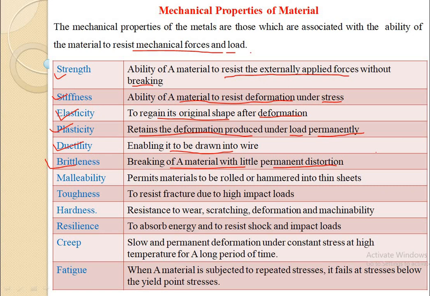Brittle materials, when subjected to tensile load, snap off without giving any sensible elongation. If we take the simple example of cast iron or chalk, and apply some tensile force on it, it will suddenly break. It will not give any indication of its breaking, without even a little permanent distortion. It just breaks without giving any indication.